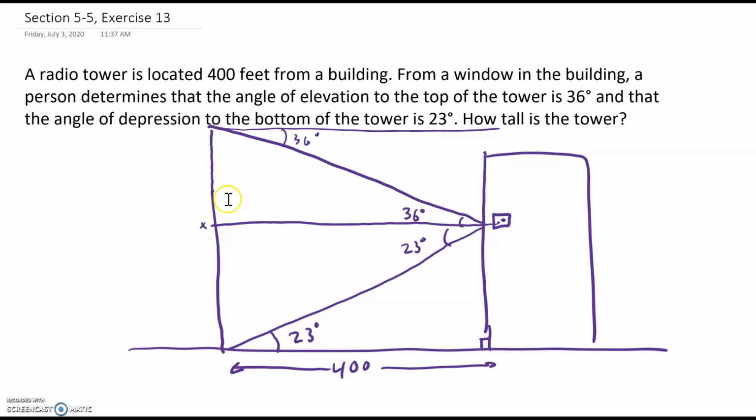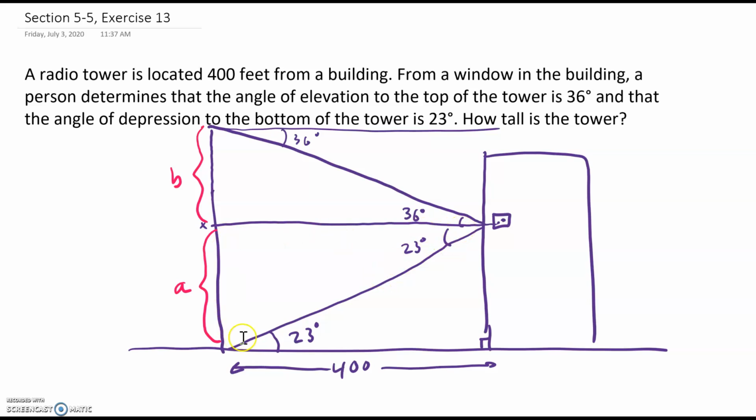All right, so now let's label some variables. Let's switch to a different color here. This part of the tower, the length of that part, let's just call that A. And then the length of this part, we'll call that B. You can use whatever letter you want. Doesn't really matter. So from here, it's just a matter of using trigonometry.